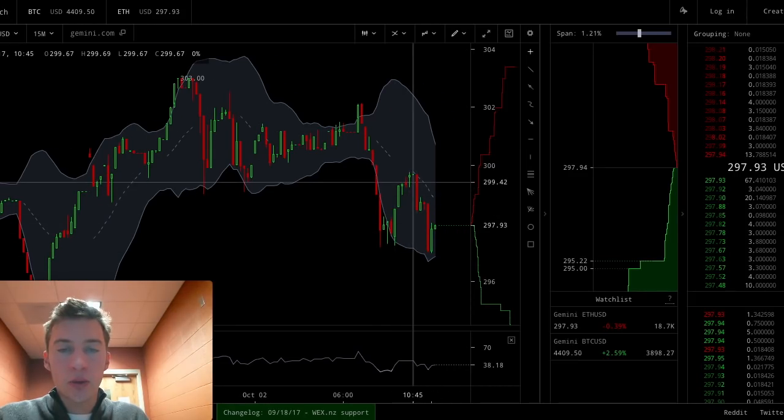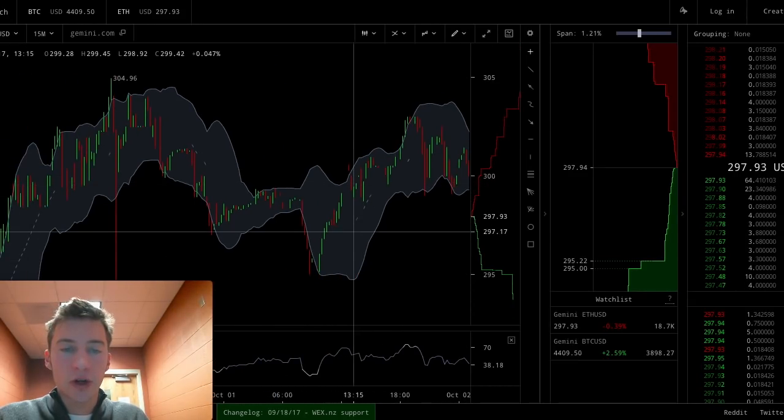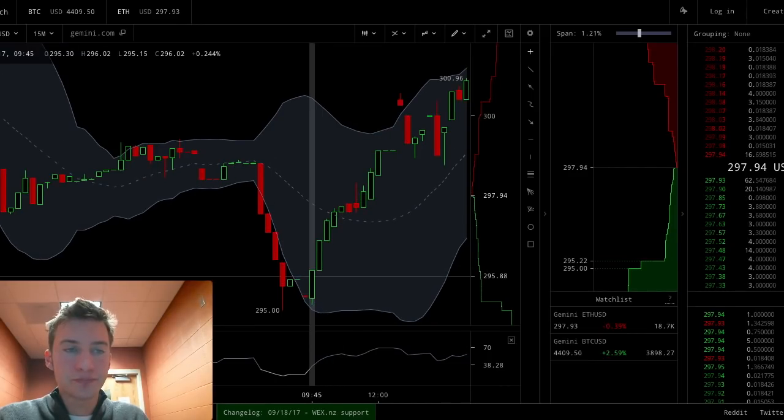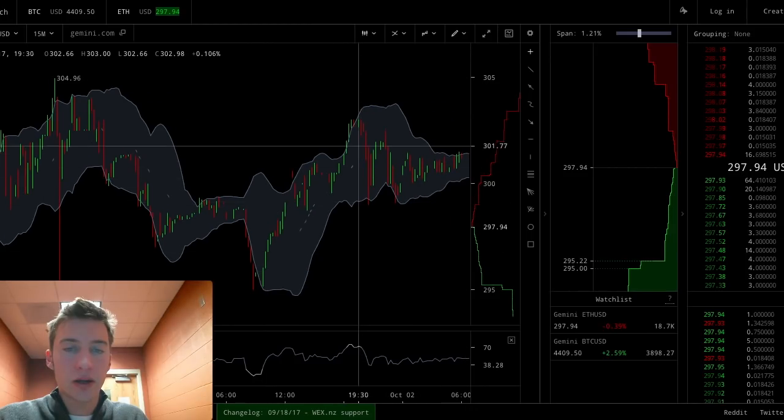Here it wouldn't have worked as well, but it would have worked very well in a spot like this, for example. You can see here your buying opportunity right there, 296, and you would sell up here.